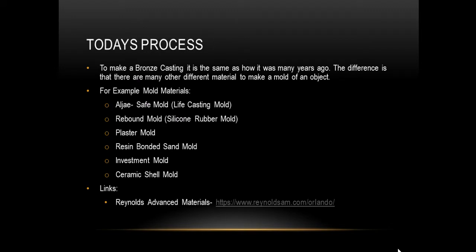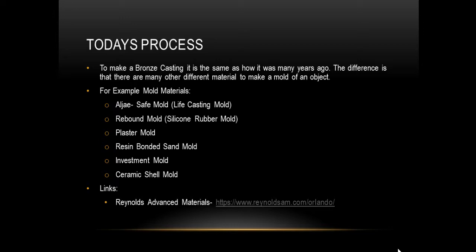So the process for casting bronze today is pretty much the same as it was many years ago. The only difference is the materials that are used to make molds. So here are very many different kinds of molds that you can use: algae-safe mold, rebound mold, plaster mold, resin-bonded sand mold, investment mold, and ceramic shell mold.